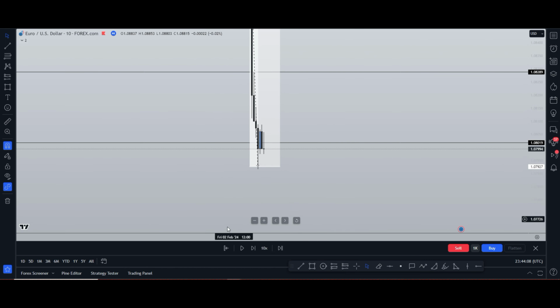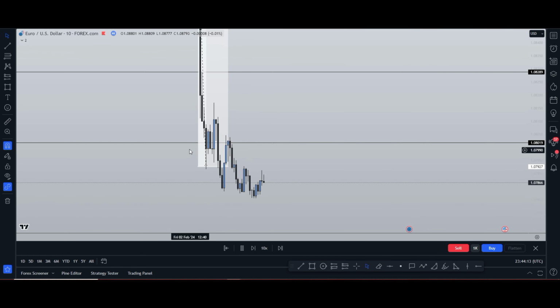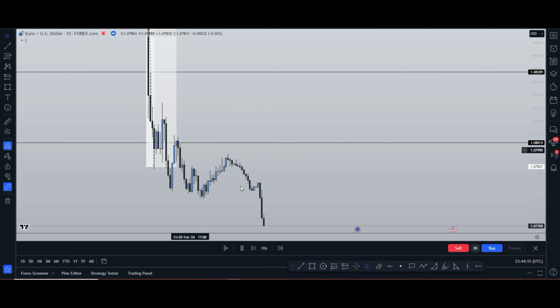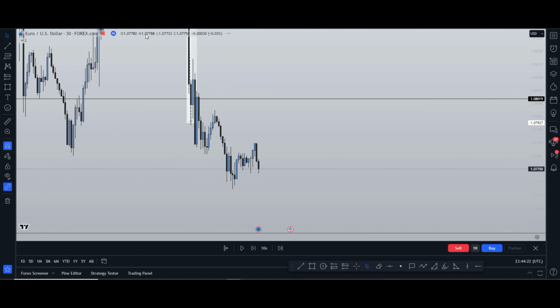Okay, let's keep going. So now price keeps going. Now remember, one trade for the day, then we're out. So this was on Friday the 2nd. Now we want to be looking at Monday. So go to a bigger time frame.